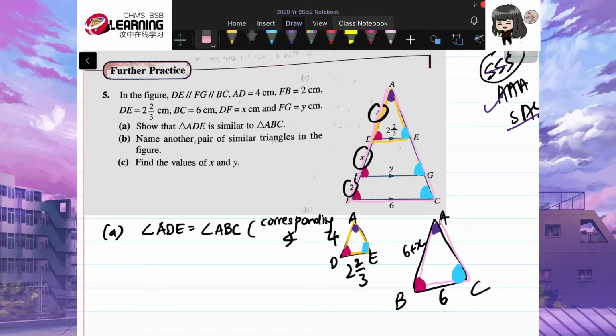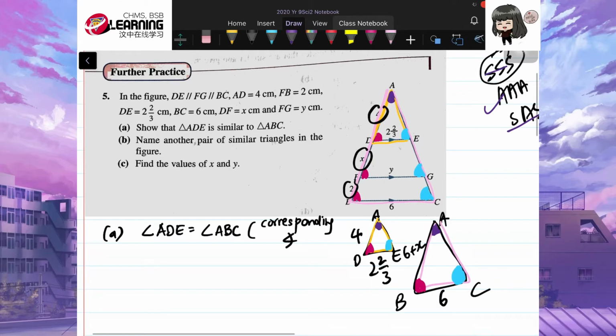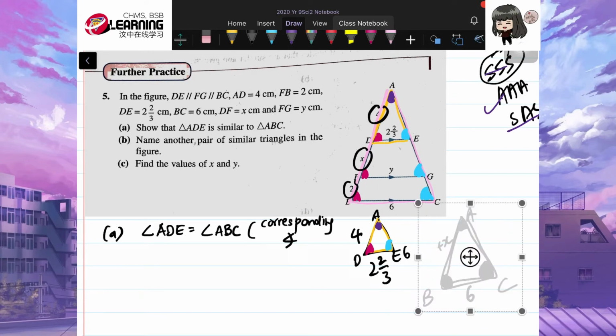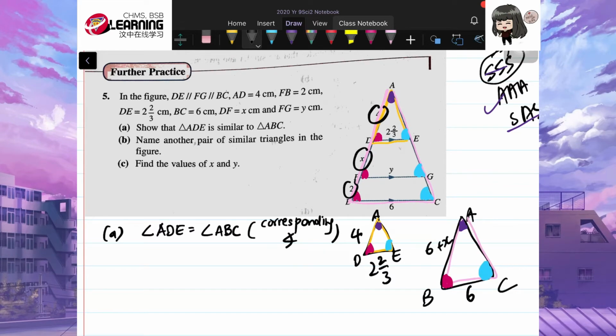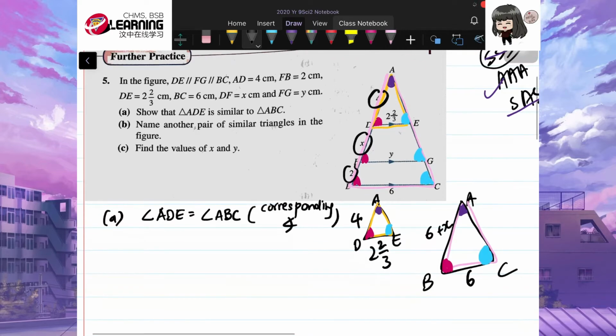I'm going to move the triangle to the other side. Okay, corresponding angles. So the second angle is the blue one. The blue one will be angle AED equals angle ACB. This one we call corresponding angle as well. We learned this in year 8 already.